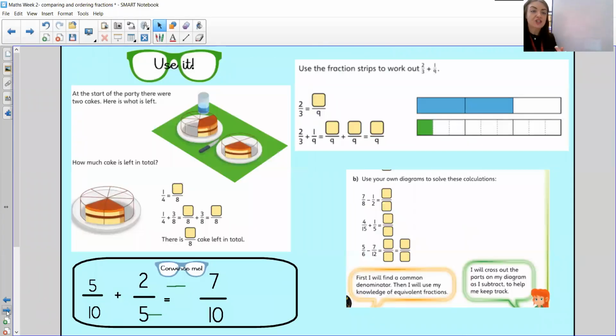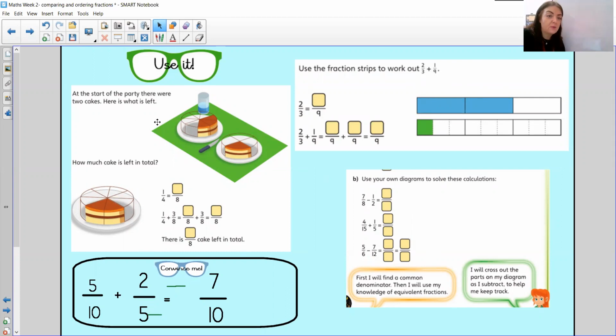Okay, so use it challenges then. You can see here, I've got 3 little problems for you to have a go at, and then there's an extra little challenge here. What I would like you to do is have a go at this one, then this one, and then this one here before you then challenge yourself to convince me.